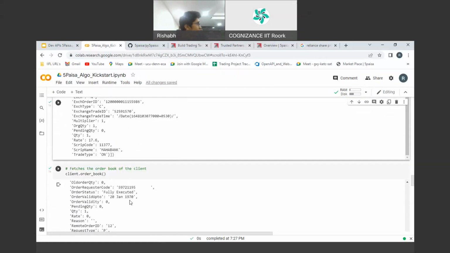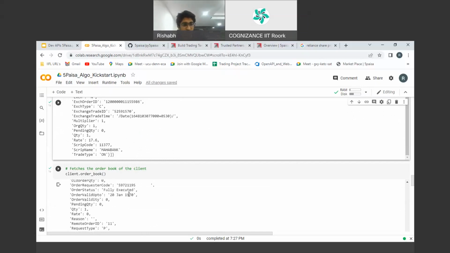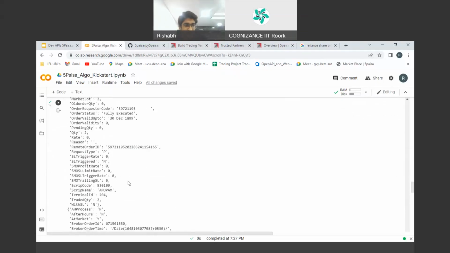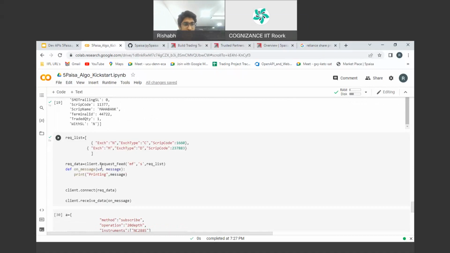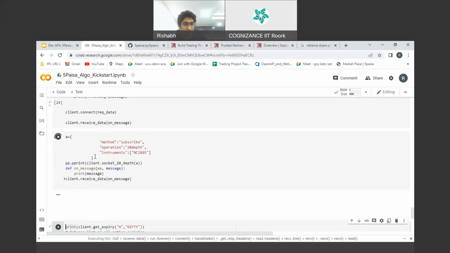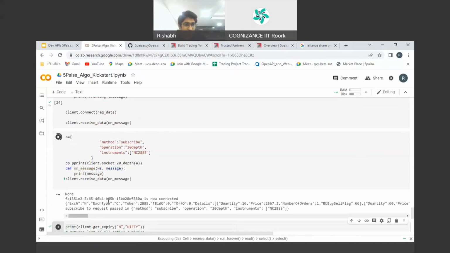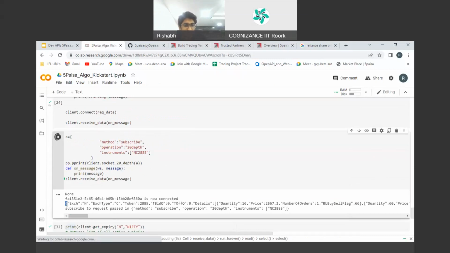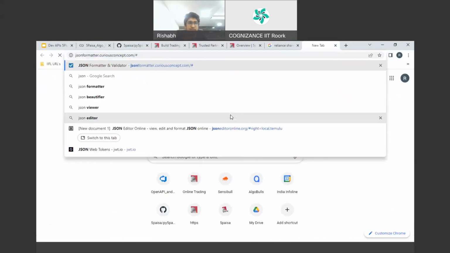Then you can see the order book also over here, where we can see what all orders are placed. Then we can also check real-time market data. This is the real-time market data. Now this market exchange is closed, so we will not be able to get the response. But let me just open what I have got in a JSON editor.